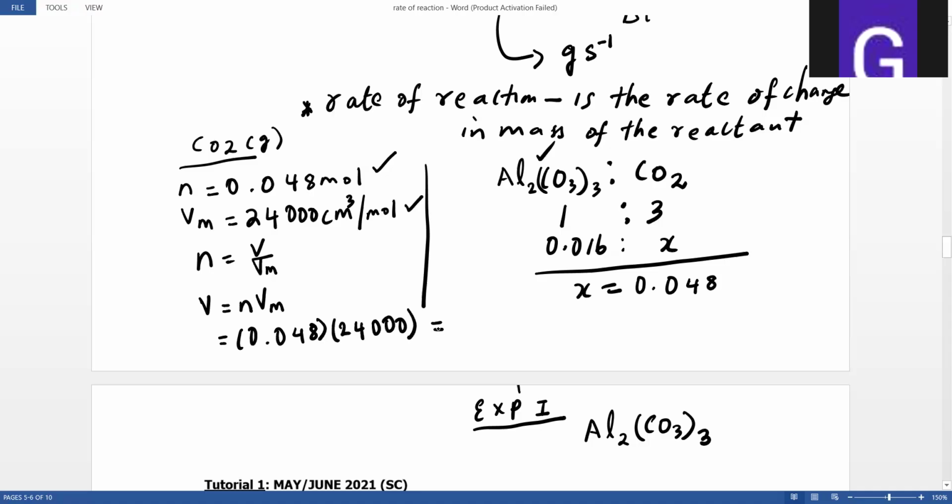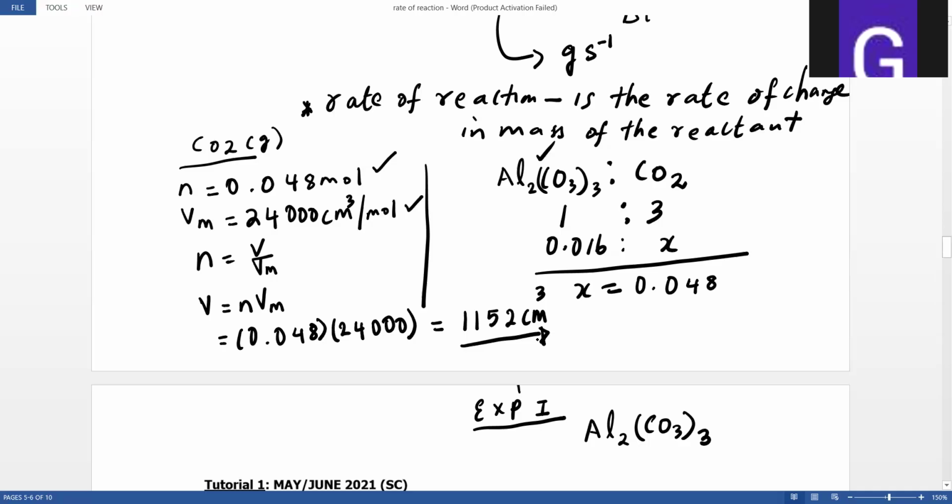So it's 0.048 multiplied by 24,000. So this will be 1152 centimeter cubic. Because they did not say, even if we convert it to decimeter cubic, we would have to divide by 1,000. Because they did not say anything, that means that is the answer.